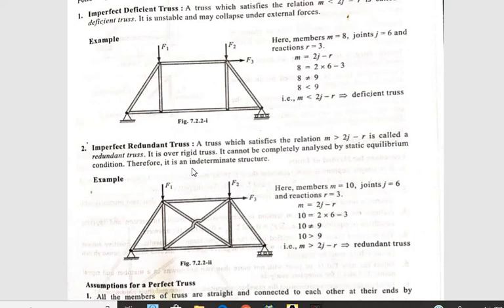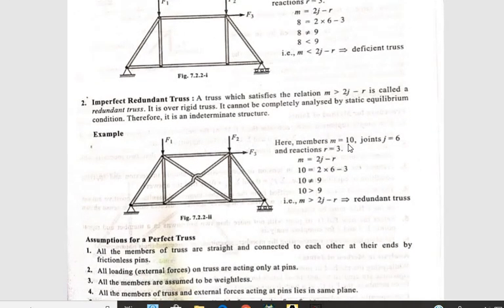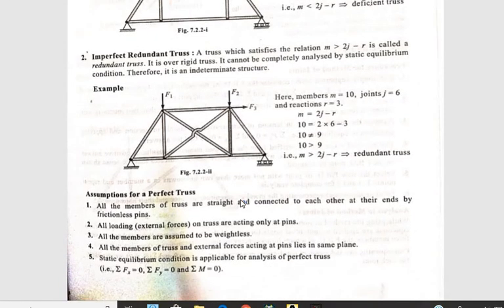So see this, there are how many members? 10 members, 6 joints. Joints are 6, 1 2 3 4 5 6. Remember, this is not a joint. These 2 members are placed one behind the other. So it is not a joint. So 10 is more than 9, so it is a redundant truss. This is about the classification of truss.